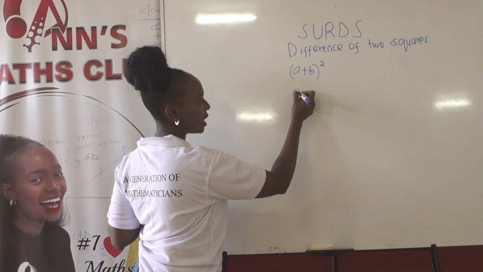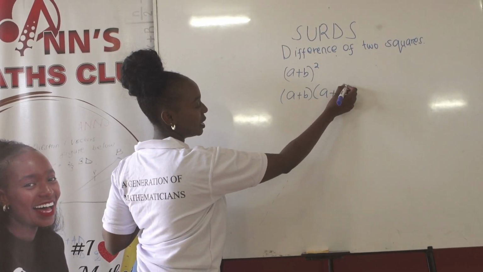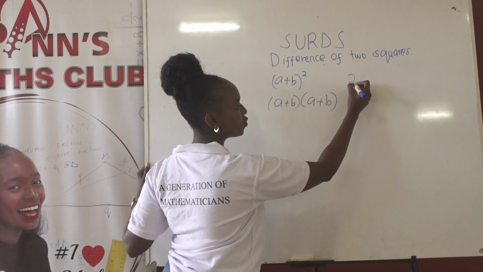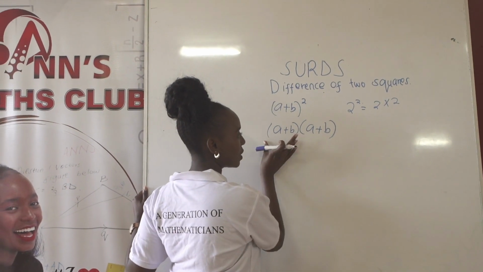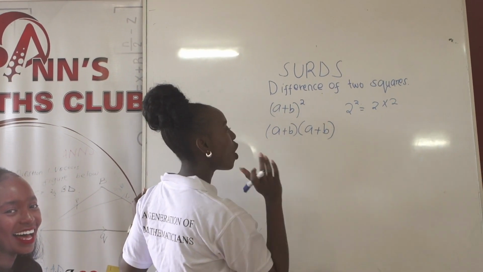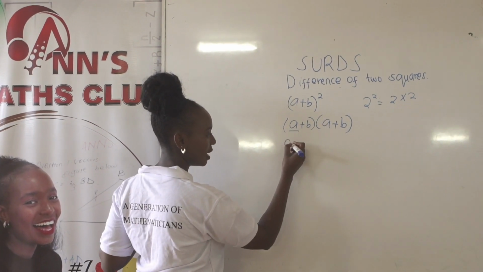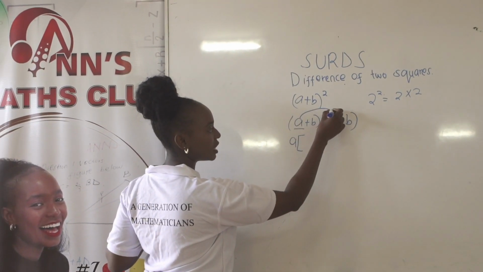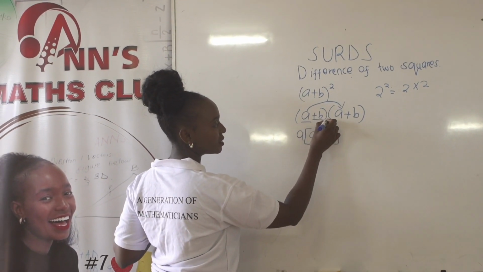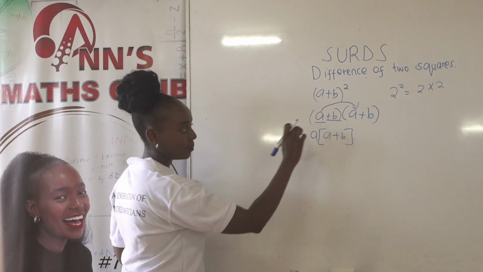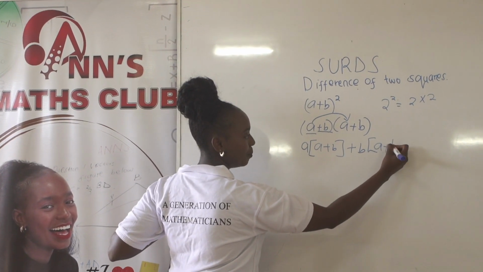You come and take (a + b) times another (a + b). Remember when we talked about square, if you have 2 squared, it's the same as writing 2 times 2. So it's the same as working this times another version of itself. Then you take the first a and multiply it by everything on this other side, a + b. Then you take this plus the sign before it, so it's plus b, and you multiply (a + b).